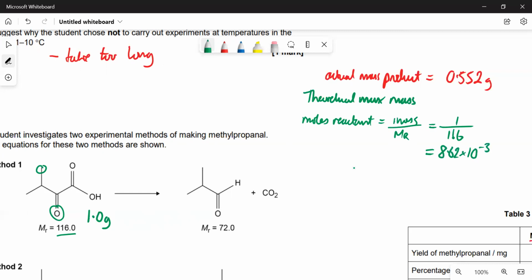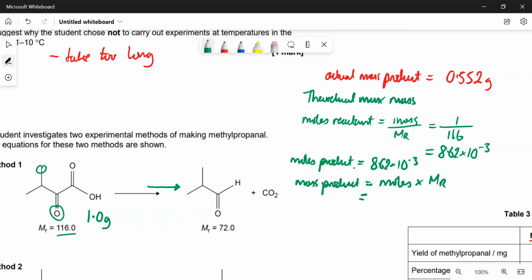Now, if we've got 1 mole of the reactant, that reacts to give us 1 mole of product. So the moles of product is going to be the same: 8.62 times 10 to the minus 3. Let's do the mass of the product. It's going to be moles times the MR. So 8.62 times 10 to the minus 3 multiplied by the MR, which is 72 for the product. That gives us a theoretical maximum mass of 0.621 grams.